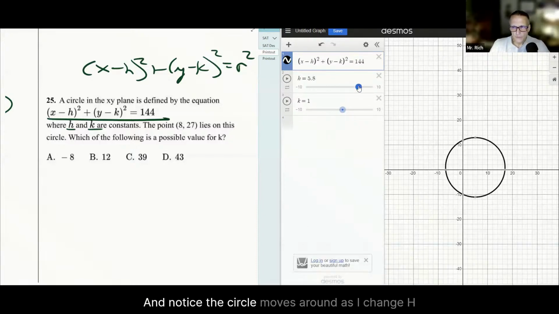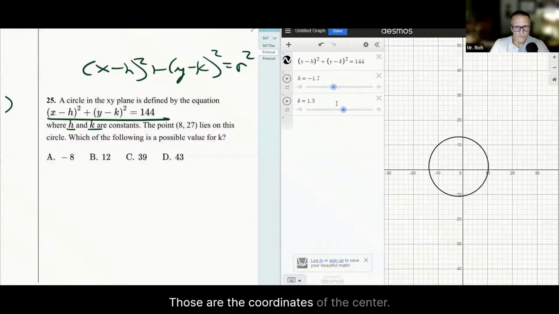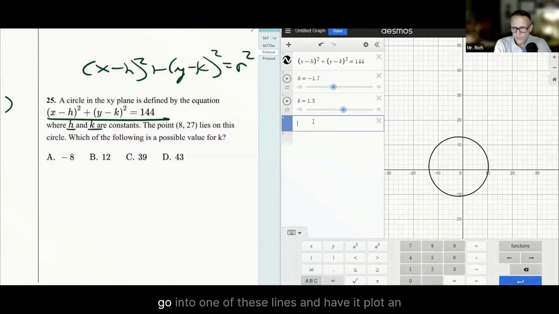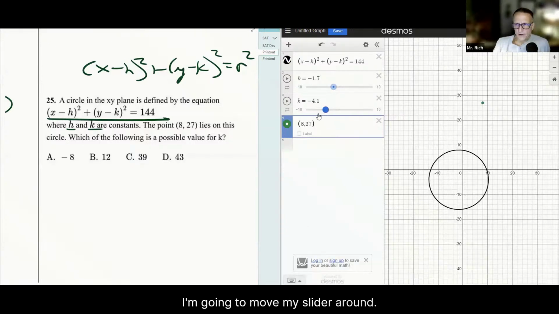And notice the circle moves around as I change h and k because those are the coordinates of the center. Well, the other thing you can do with Desmos is you can go into one of these lines and have it plot an ordered pair, as long as you don't hit the wrong key. There we go, (8, 27).